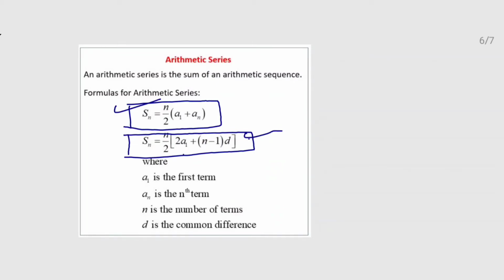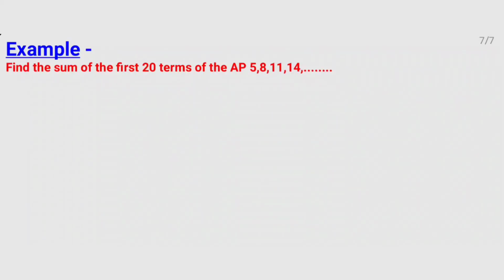So here we need the first term and the common difference. Common difference we will get by subtracting the first and second term. And here a1 is the first term, an is the nth term, n is the number of terms, and d is the common difference. Is it clear? So we will use these two formulas for finding the sum of n terms of an AP. Is it clear?